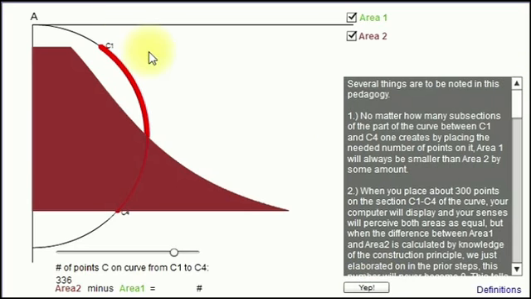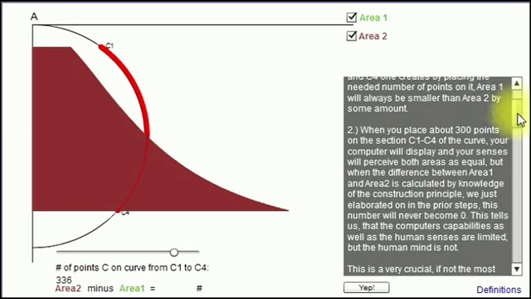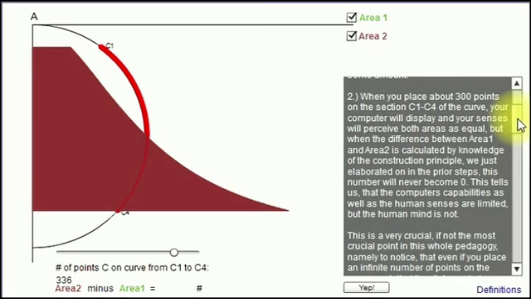And it can't be stressed enough that no matter how many subsections of the part of the curve between C1 and C4 you place, area 1 will always be different by some amount from area 2. When you place around 300 points on the curve, these areas already become visually equal, but because of knowing the construction principles of both curves, we know that these areas will never be equal.